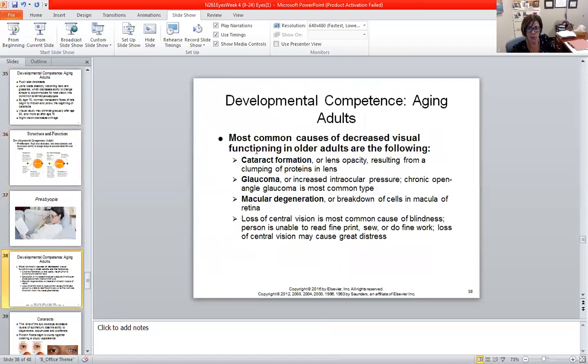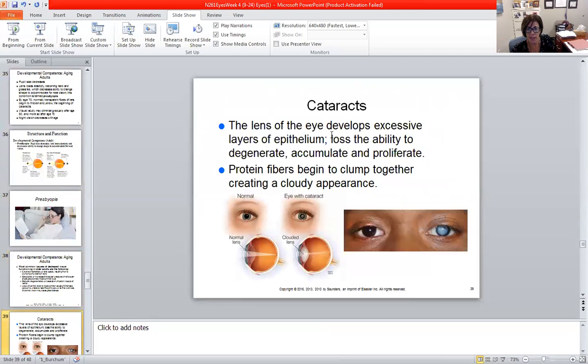Other developmental things that happen as we age that decrease visual acuity are cataracts. So cataracts start to form on the lens. Protein deposits start to deposit on the lens when people have cataracts. And normally, when we're younger, we can shed those protein linings. But in cataracts, I'm going to keep cataracts up there for a minute and show you this. With cataracts, the lens of the eye develops excessive layers of epithelium, and we lose the ability to degenerate, and it accumulates and proliferates. So the protein fibers just begin to clump, and you start to have this cloudy appearance on the lens. So they can actually see the early makings of cataracts.